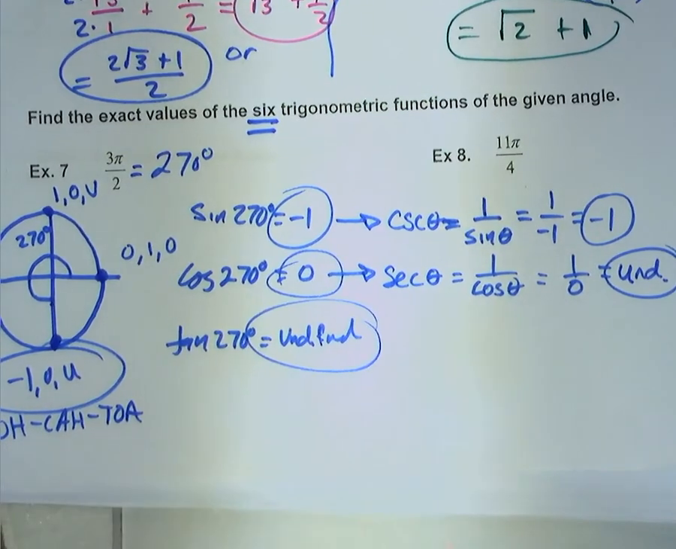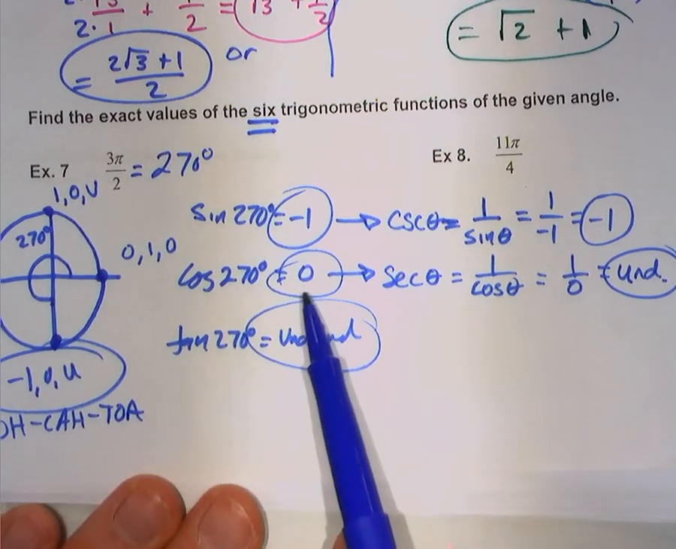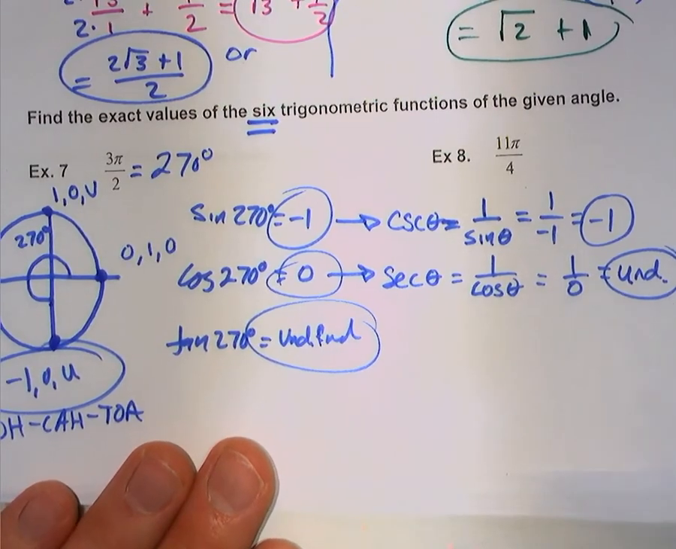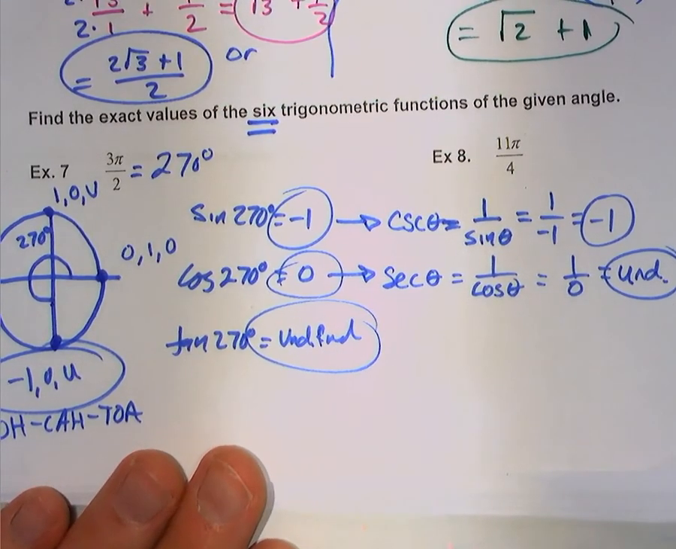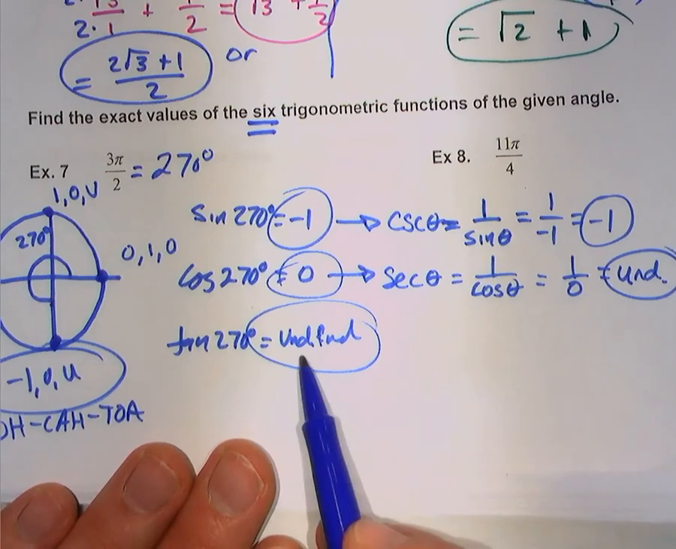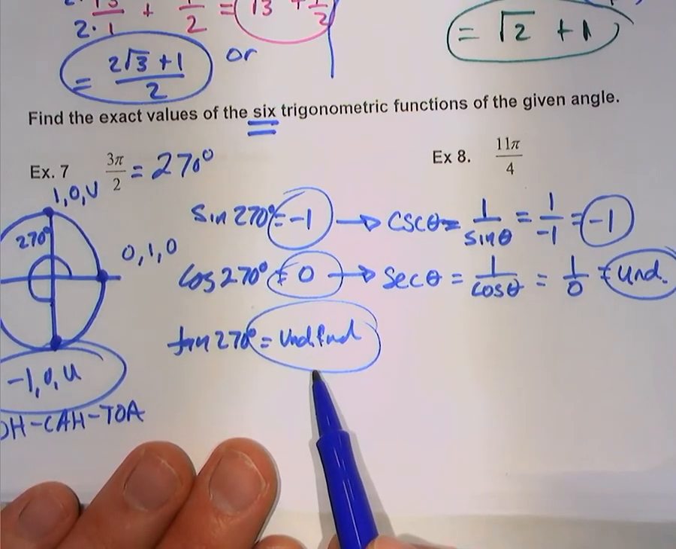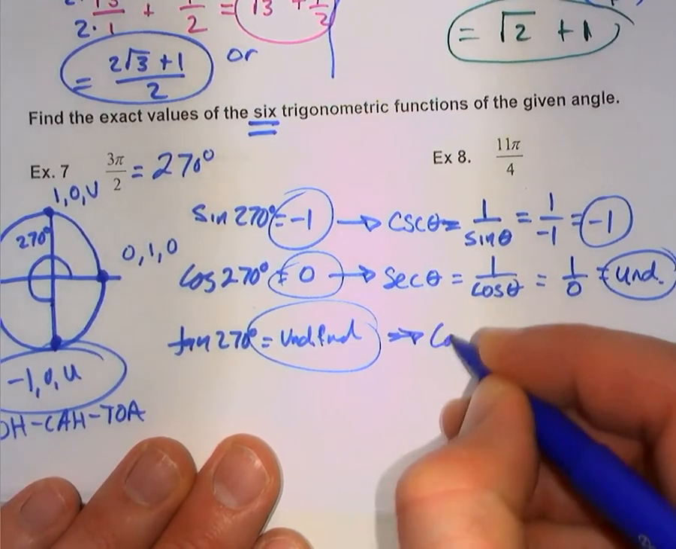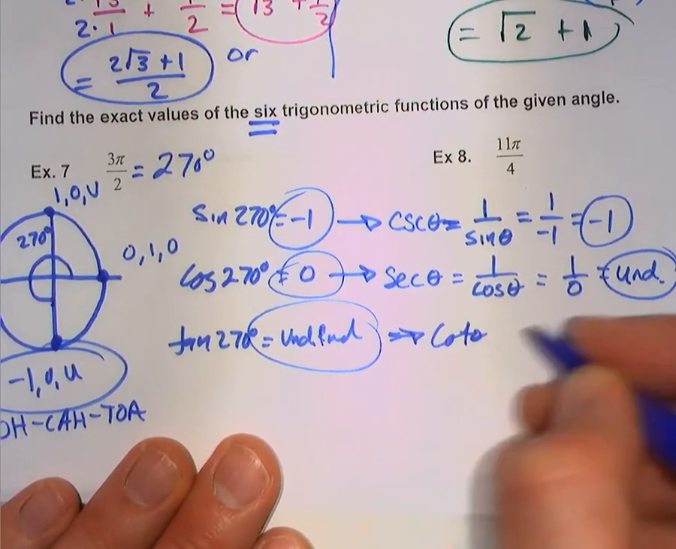So that's a big deal here, guys, is if one guy is 0, his buddy will be undefined because it's going to be 1 over 0. And vice versa. If one is undefined, then his buddy is going to be what? 0.